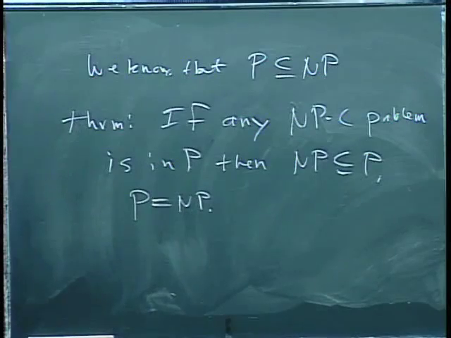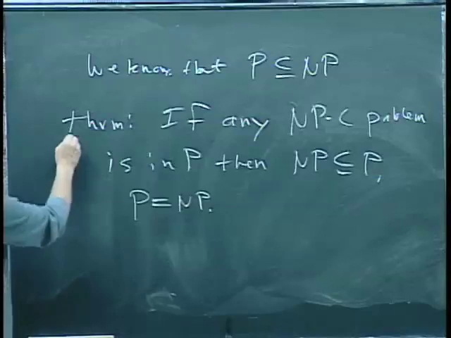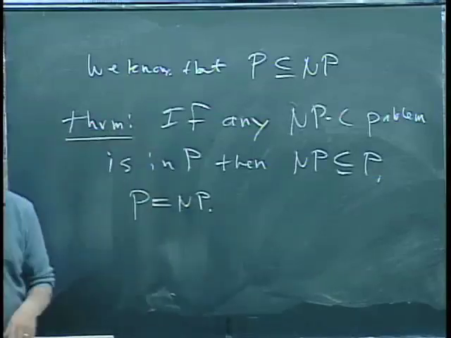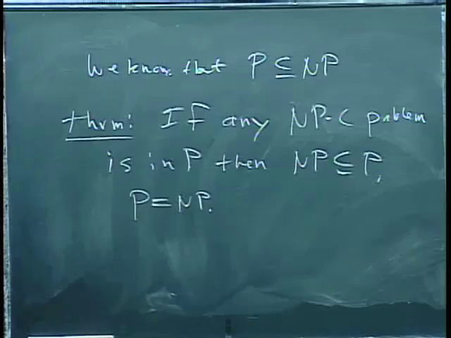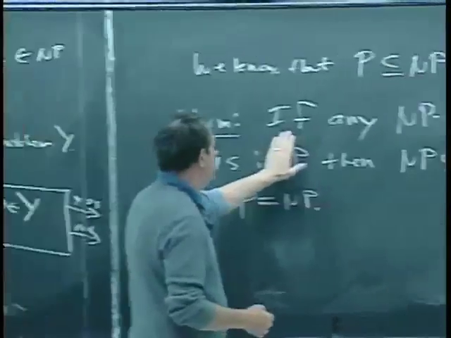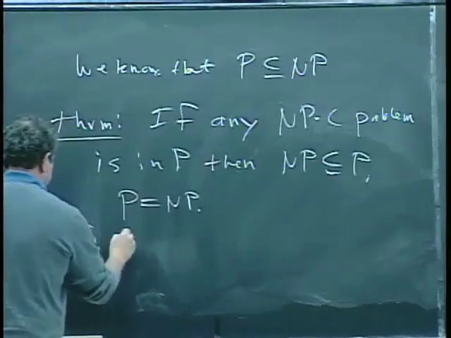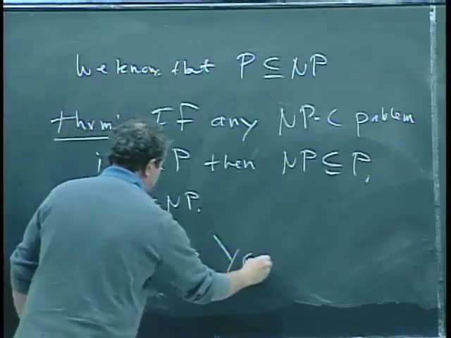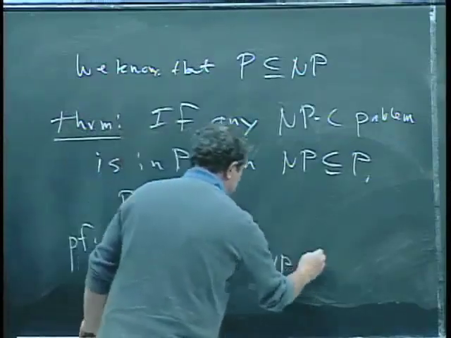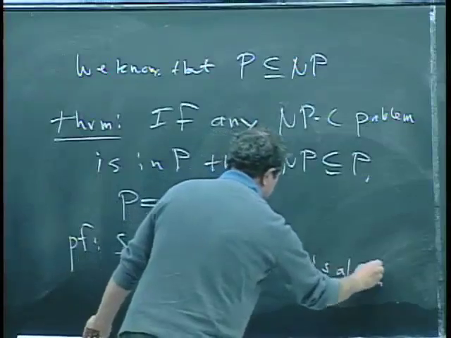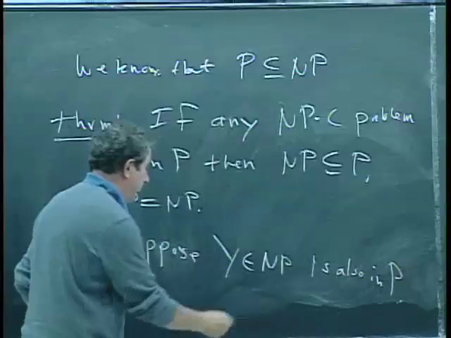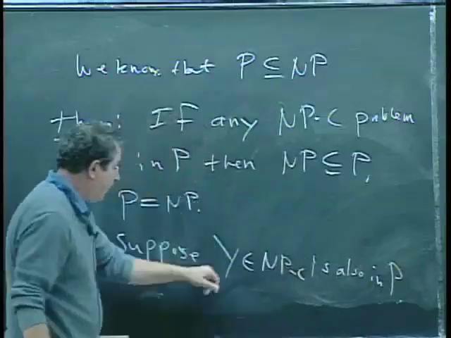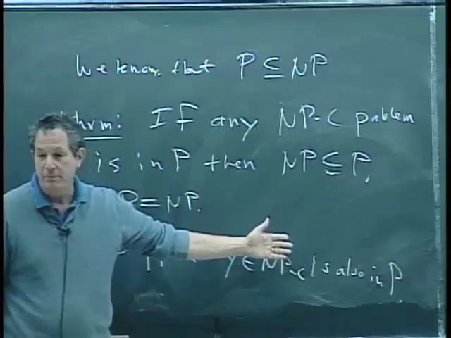So, how do we know that? This is also basically a one-line proof. It's just a use of this definition of what NP completeness is. Okay? So, let's suppose some problem Y, which is in NP, is also in P. I'm sorry, NP complete. So Y is an NP complete problem, but it's also in P.